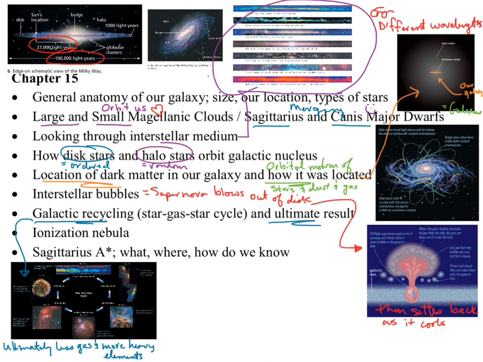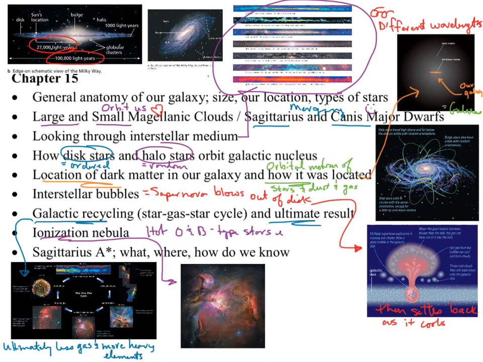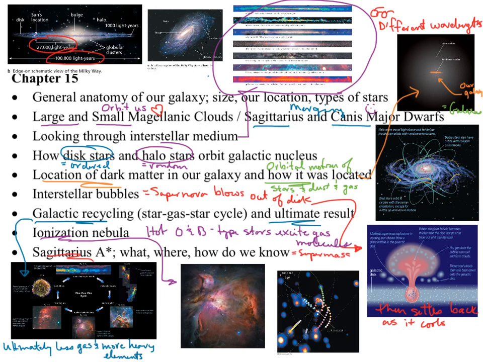Ionization nebula, remember what a nebula is? It's a region of gas and dust, but an ionization nebula is glowing because it's got those hot stars there. And remember we talked about 7 types of stars, and the hottest are the O and the B type stars. Sagittarius A star, of course, is the supermassive black hole in the center of our galaxy.